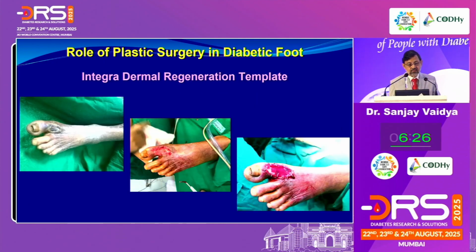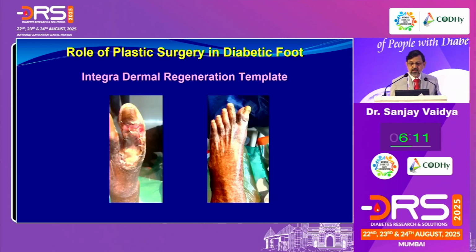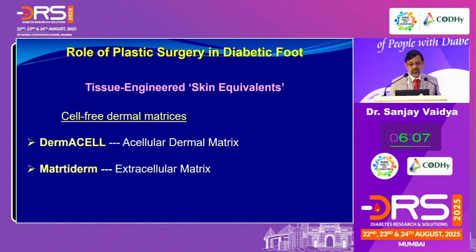Another example is a gangrenous lesion on the MTP joint. Again, the patient was very keen on saving the great toe. A Versajet debridement, a very clean wound bed, application of this dermal matrix, and you can see a completely healed wound, and the great toe could be saved.